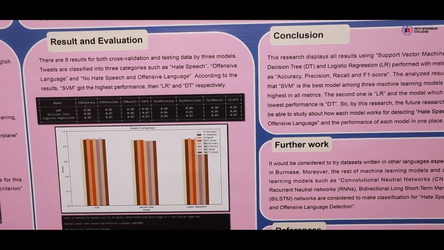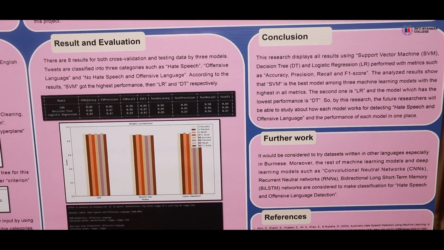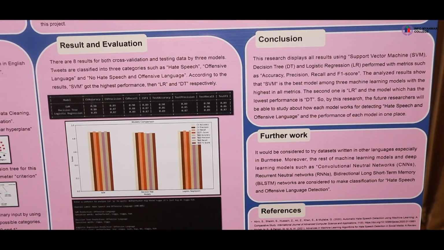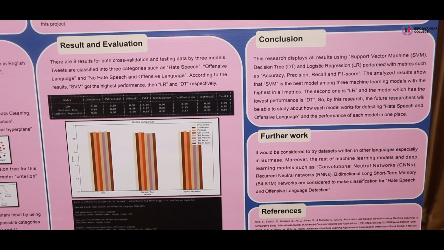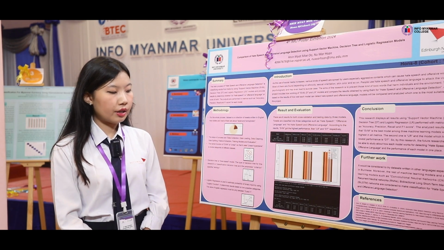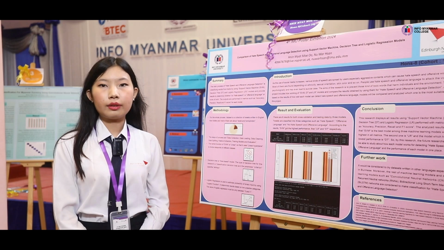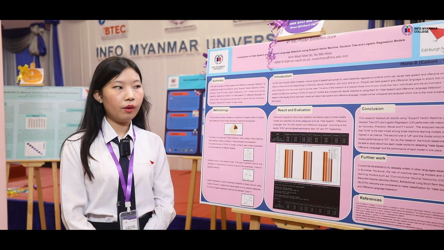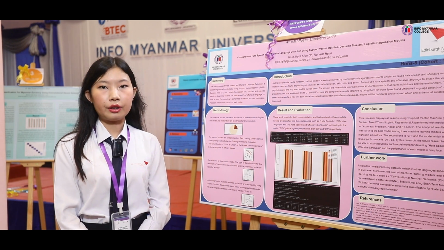So based on the result, we can see that the support vector machine has the best performance, the second is logistic regression, and the third is the decision tree model. So as a conclusion, future researchers will be able to study how each model works for hate speech and offensive language detection, and the performance of each model, like how good or how accurate they are.